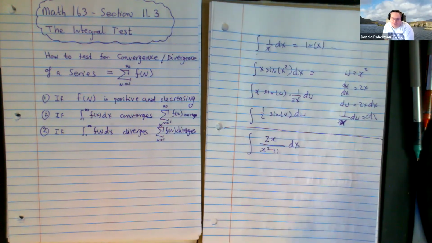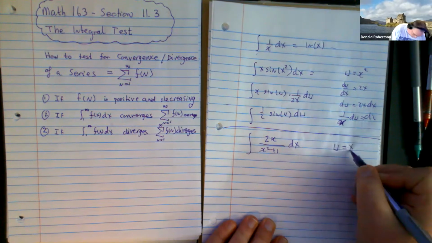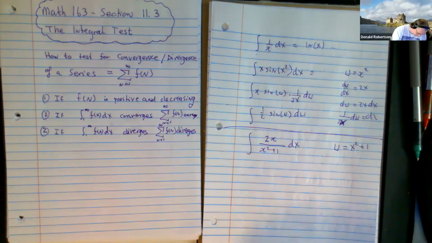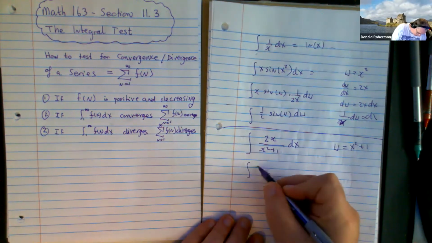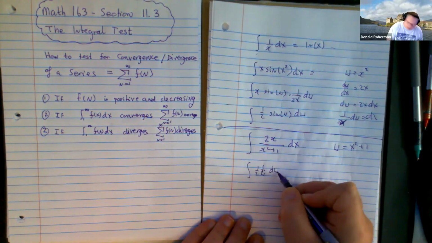What technique would you use if you had to integrate something that looked like that? Substitution. In fact, would you agree it's almost a carbon copy of the one that we did a moment ago? And can you trust me that that one ends up being 1/2 of 1 over u du? Right, you can fill in the gaps.